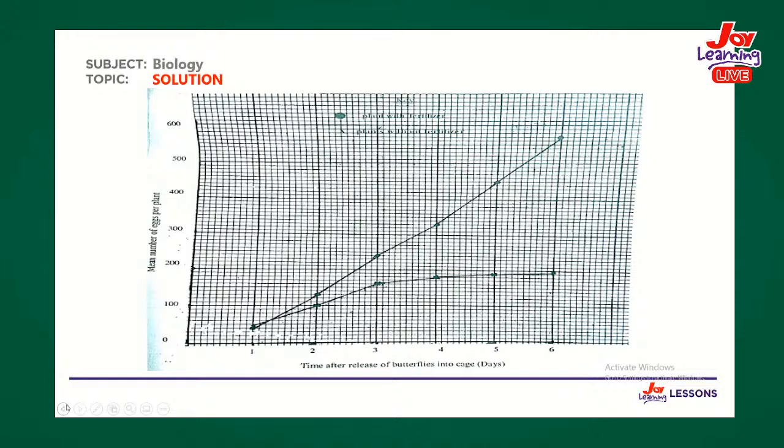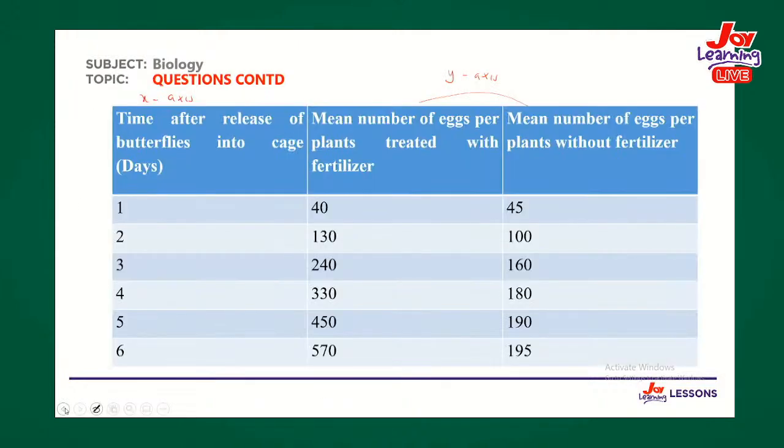This is a picture of what came. Now let's look at it. The x-axis we saw in the question here was 1, 2, 3, 4, 5, 6. Then the mean number of eggs per plant treated with fertilizer. So you are going to plot this. Let me call this A and B.